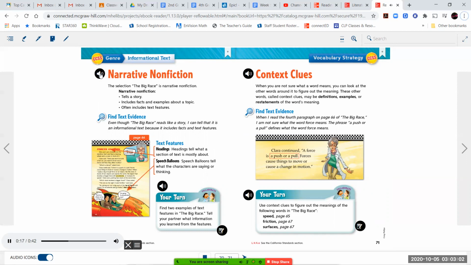Find text evidence. Even though The Big Race reads like a story, I can tell that it is an informational text because it includes facts and text features. Text features. Headings. Headings tell what a section of text is mostly about. Speech balloons. Speech balloons tell what the characters are saying or thinking.